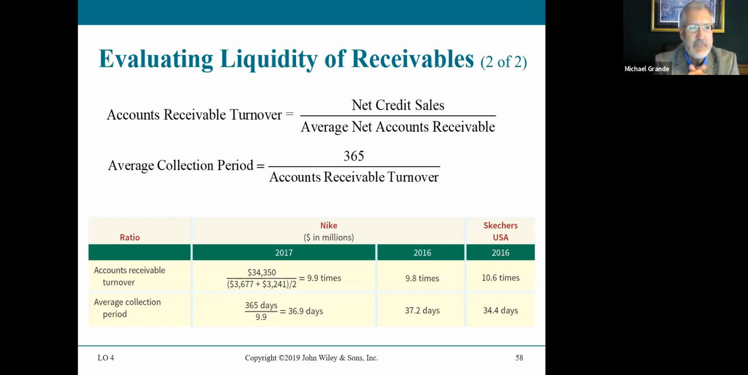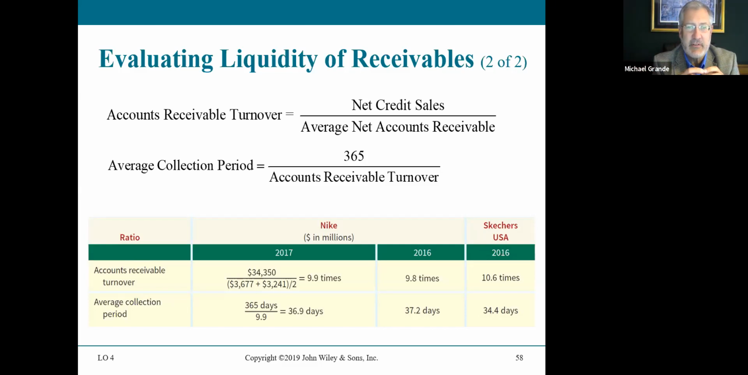You can see here, we're looking at Nike. Their accounts receivable turnover is 9.9 times. So that means their receivables turned over 9.9 times per year in 2017. In 2016, it was 9.8 times. So they're getting a little bit better, right? The higher the number, the better. It turns over more. Competition, Skechers, their receivables turn over 10.6. So they're not as good as their competition.